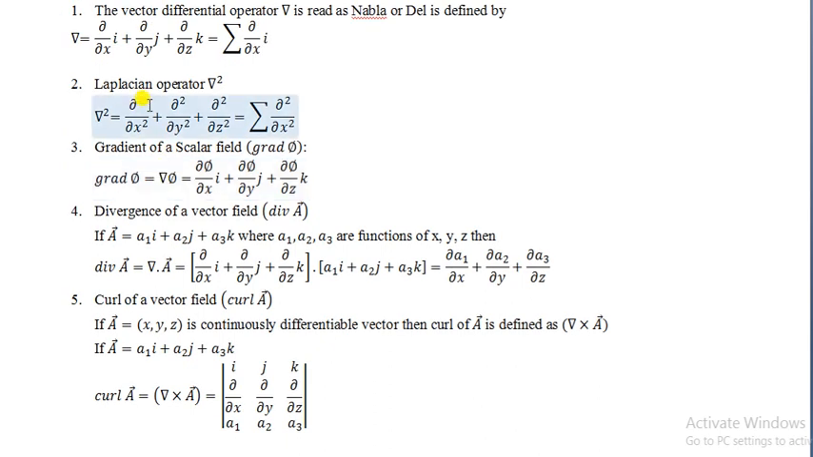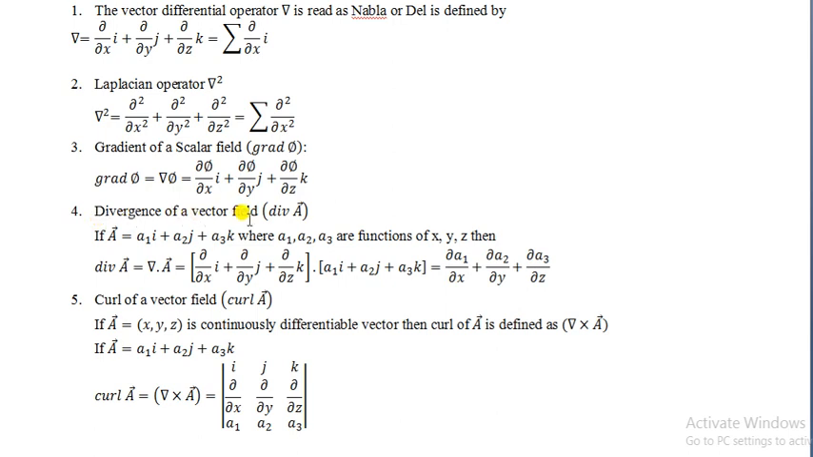So you know that del is ∂/∂x i + ∂/∂y j + ∂/∂z k. So if you multiply by phi, we get grad phi. So this del phi becomes ∂phi/∂x i + ∂phi/∂y j + ∂phi/∂z k. So it is called the gradient of a scalar field here.